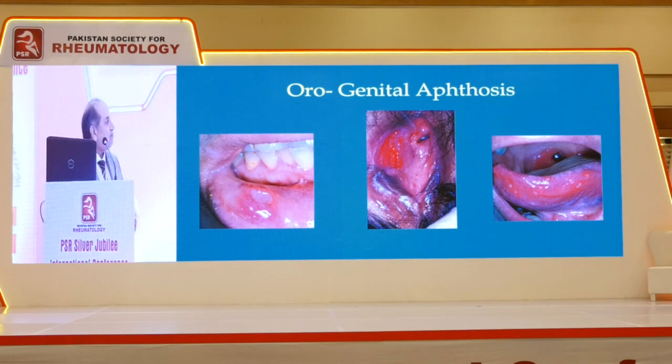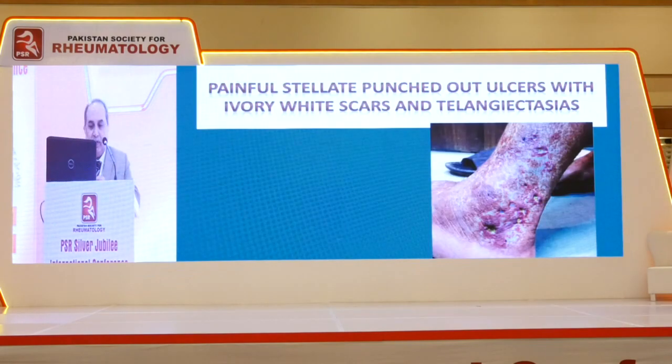Then orogenital ulcers, which may be large, few or multiple, along with genital ulcers, are an important manifestation of Behçet's disease and joints.